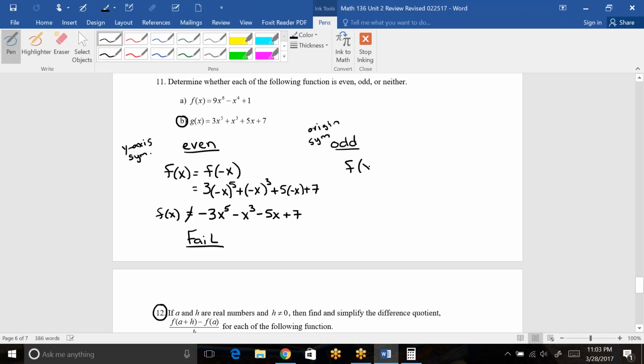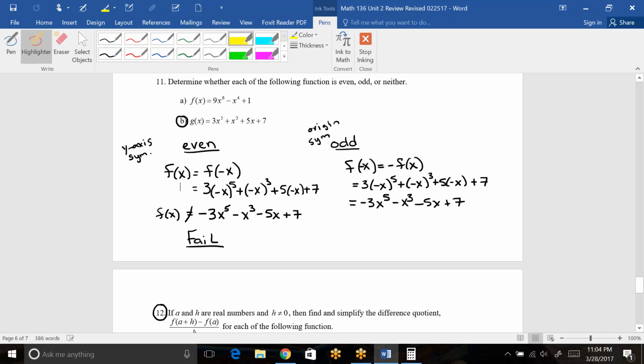To do the odd test, you want to prove that f of negative x equals negative f of x. What this says is if you plug in a negative x, you get a negative y. So what we start out with is the same negative x plugging in that we did before. So we plug it in for all the x's. So essentially it's like you're doing the same test except for the very last step. So you say this is -3x to the 5th, -x to the 3rd, -5x, and +7. The special step that comes in when you're doing odd is at the end we factor out -1.